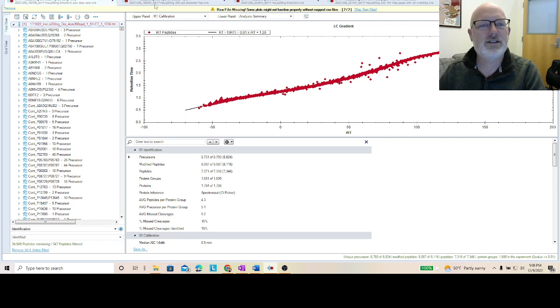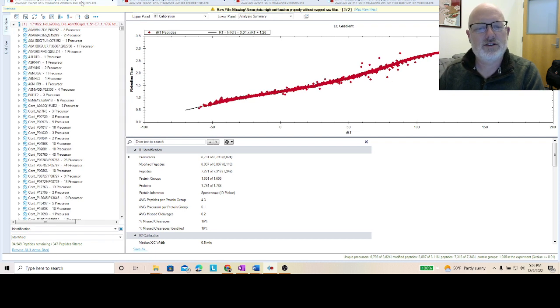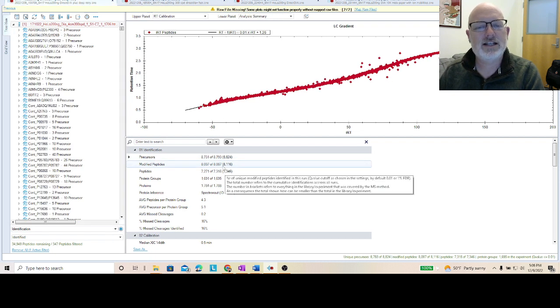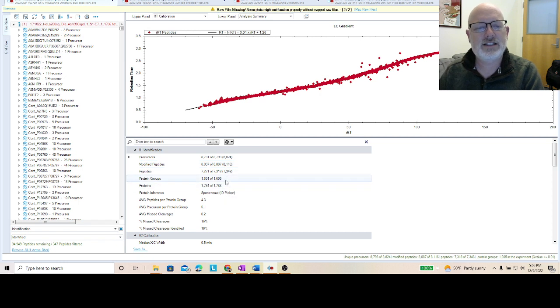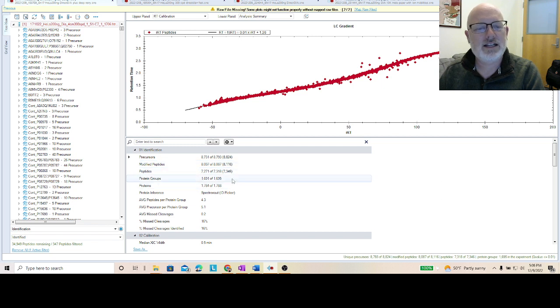Okay, so let's compare this with the directDIA fast method. I actually don't know how much faster this is because I did this all in a pipeline. That's kind of their queue. I did it all overnight, but I can look at the logs and figure it out. Okay, so this is about 8,000 peptides and 1,700 protein groups. So not bad for 3 minutes.